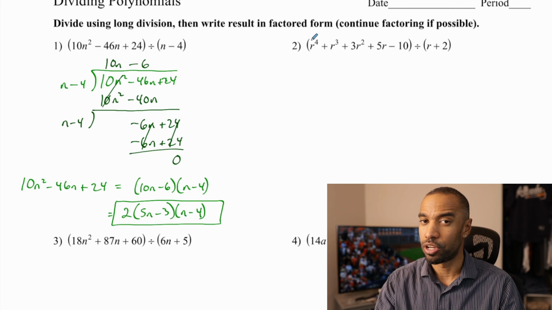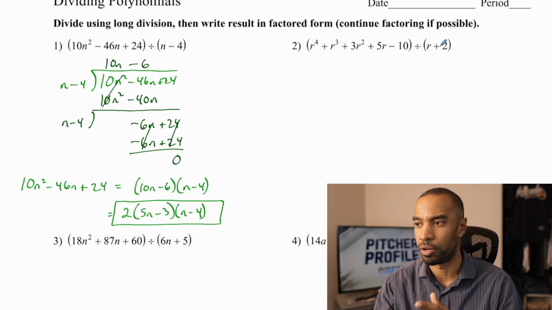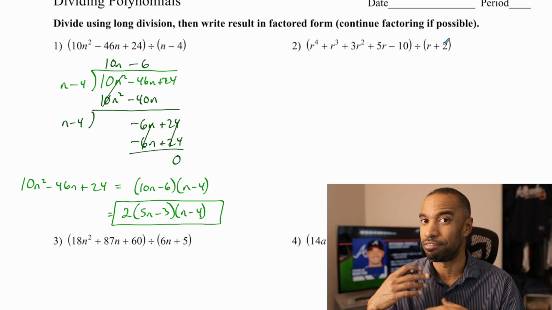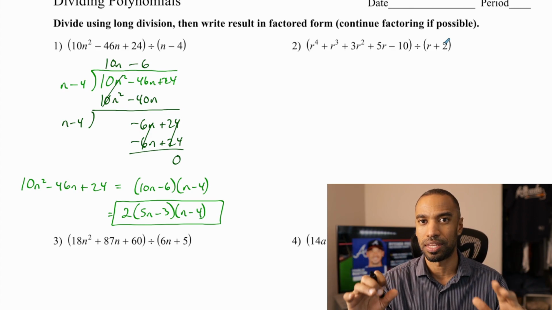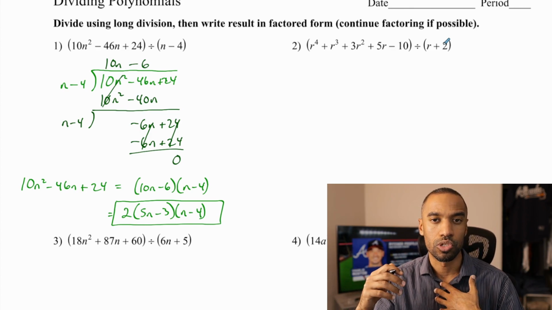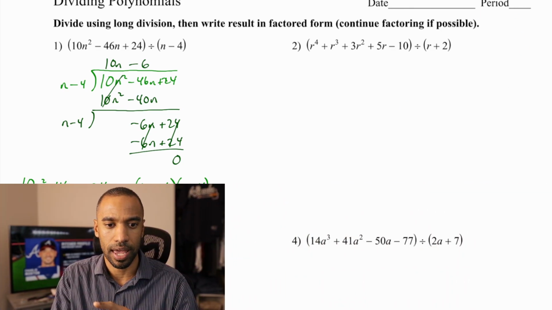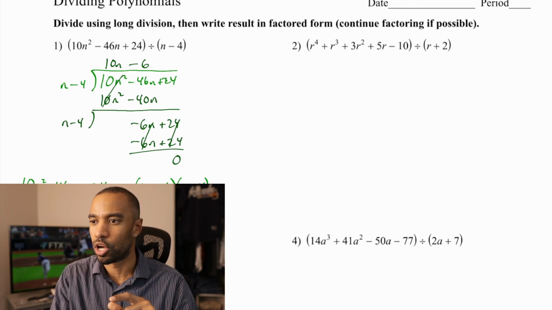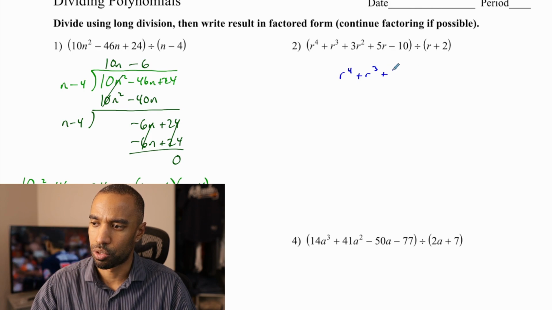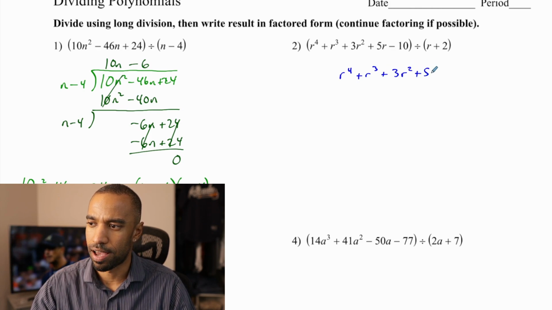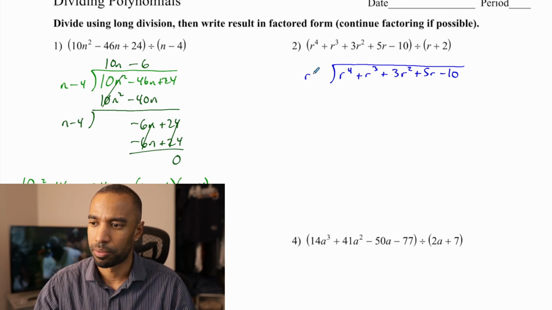I can say if I know one of the factors, which there's a way to learn using what's called the rational root theorem. If I find out one of the factors of this, I can divide that factor out. And then if I divide the factor out, possibly I present myself with something that is then factorable in a way I know how to do. So I'm going to move myself over here, and let's take a look at this one. Let's go to r to the 4th plus r cubed plus 3r squared plus 5r minus 10, and let's divide that by r plus 2.